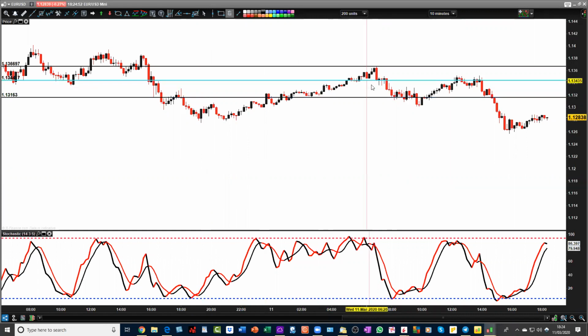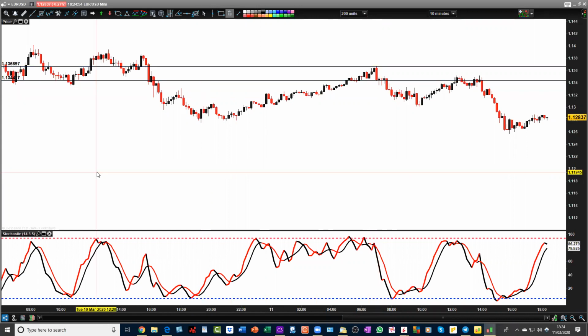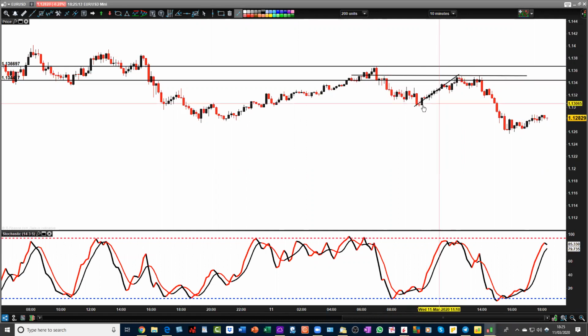So there's the European Open on the Euro US. All London did was take it back into the European Open range, almost got to the halfway line, and then there's your little squeeze. I mentioned squeezes not so long ago. If you get a squeeze pattern like that, where you break down from a structure, get short and stay short, and of course vice versa if you see that on the long side.